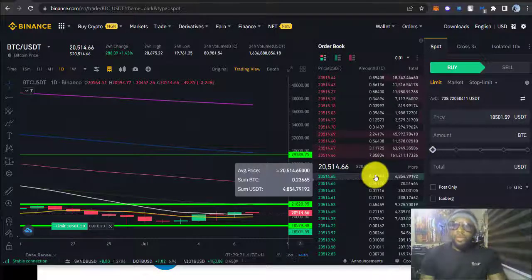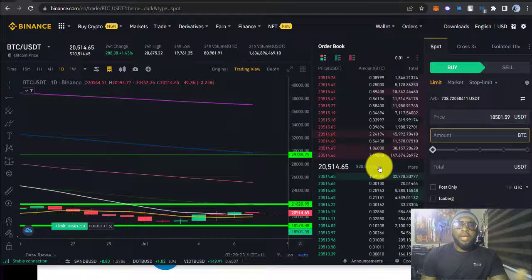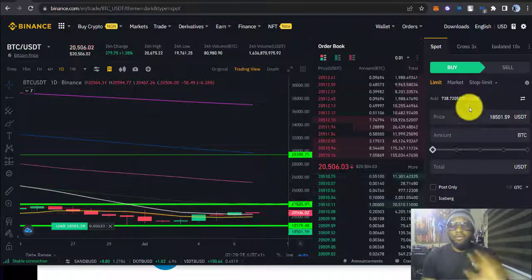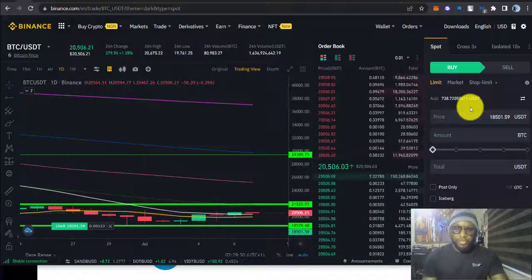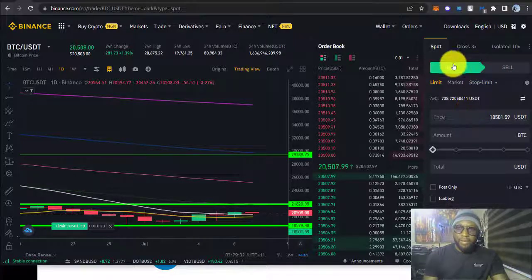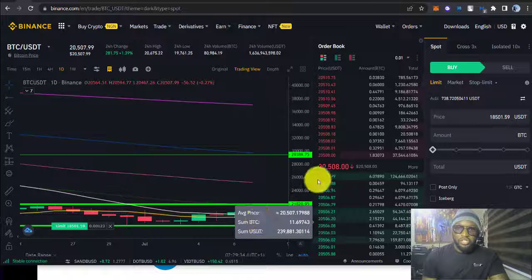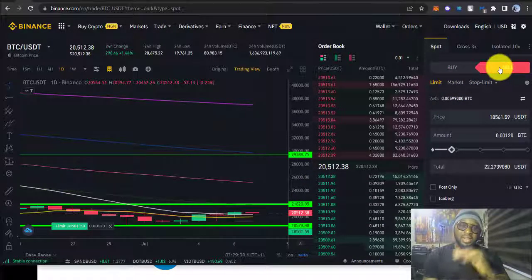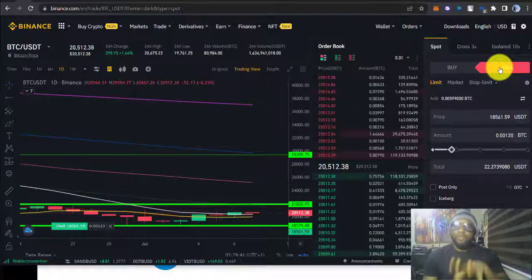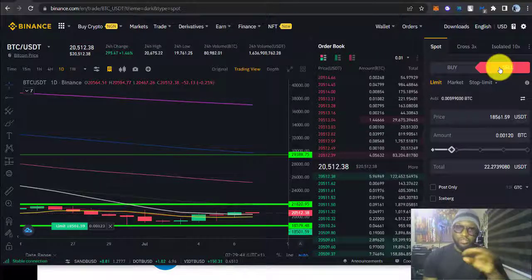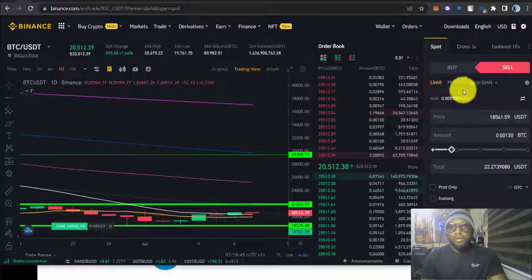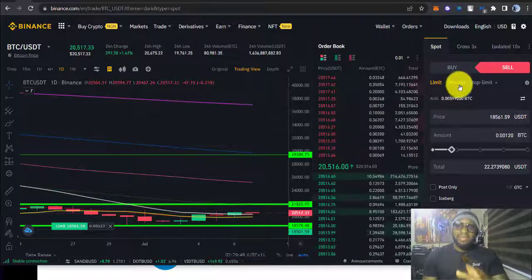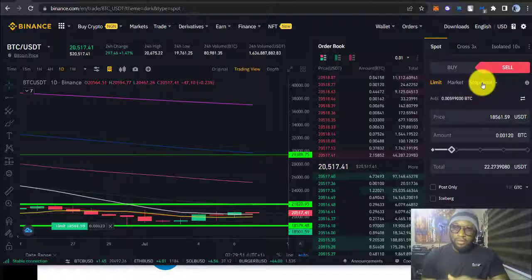So what do I want to do if I'm going to use limit stop loss? Note, this is spot trading. I already bought, and I'm on the buy tab, and I want to change it so I can place it on sell. If you want to place your stop loss, you want to be on sell because you bought in spot trading. Now you have limit buy, limit sell, market sell, and stop limit sell.